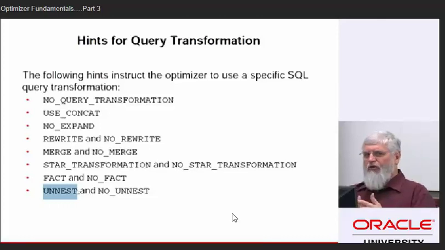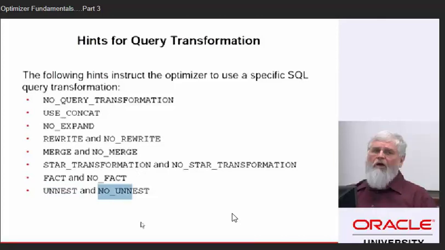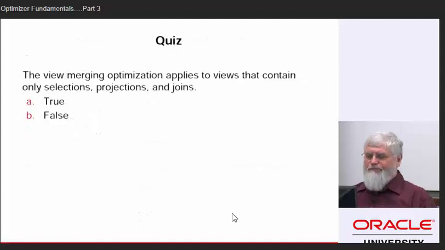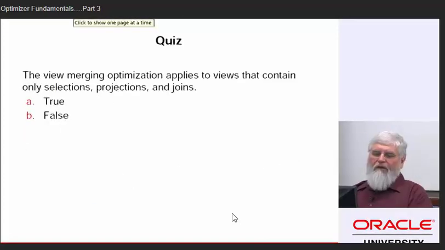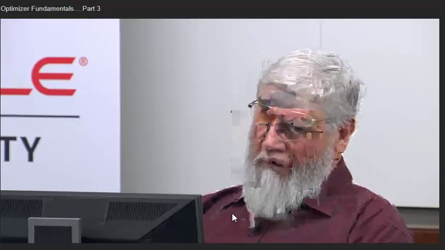Okay, so we have a quiz coming up. The quiz question is, the view merging optimization, which is the normal optimization during a normal look at doing a merge transform, merging the outer query with the select that defines the view, applies to views that contain only selections, projections, and joins. In other words, simple views. Is this true or false? We'll give you a moment to think about it.